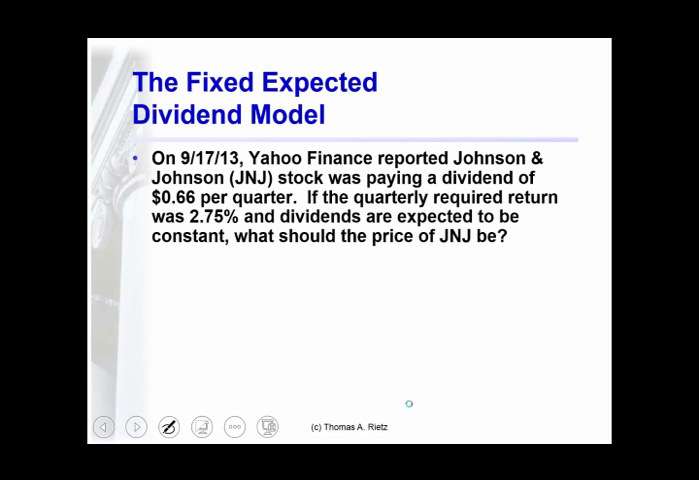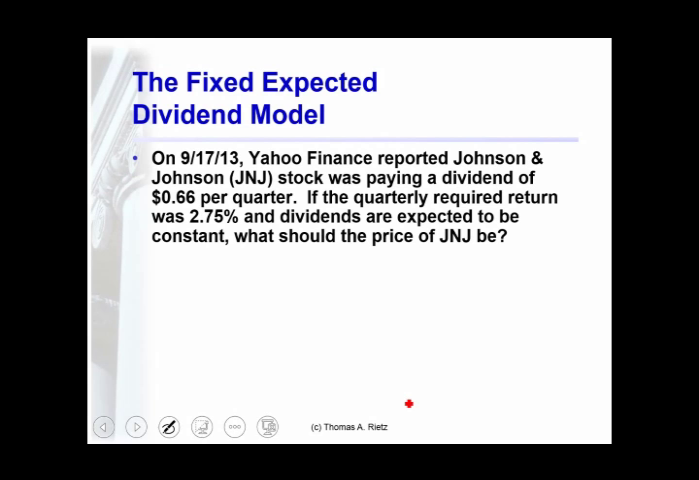So Yahoo Finance reported that Johnson & Johnson on September 17, 2013 was paying a dividend of 66 cents per quarter. The quarterly required return was 2.75%. That's an annual return of 11%. It's a fairly reasonable number for Johnson & Johnson. What should the price of Johnson & Johnson be?